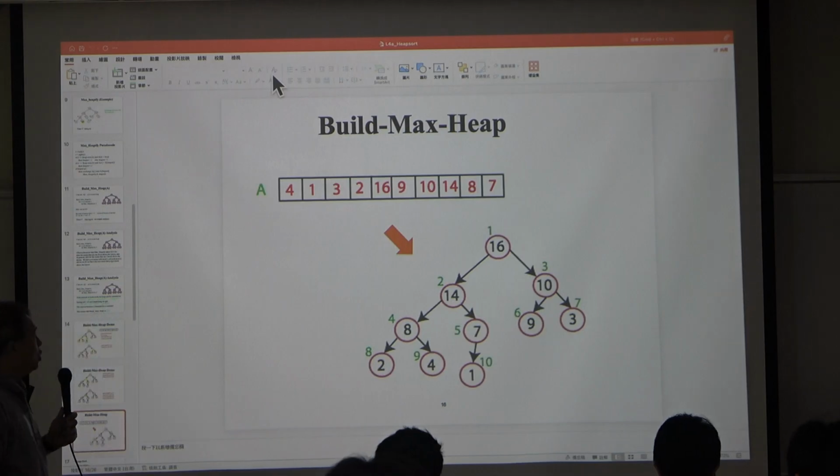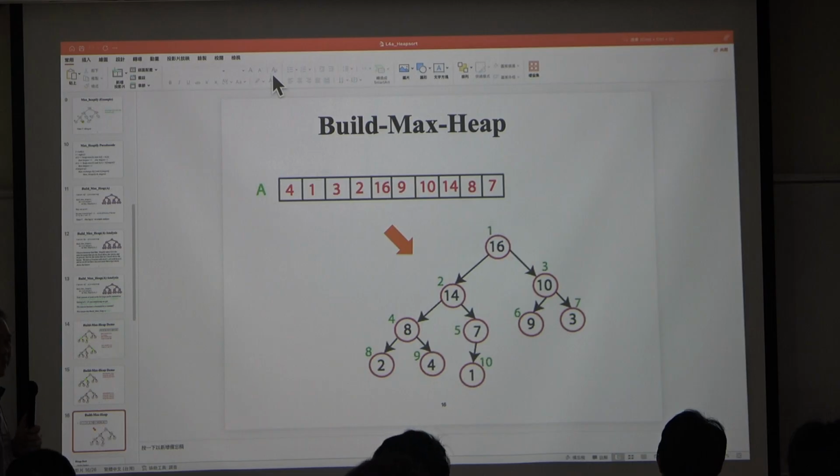So with this build max heap in mind, how do we use this to do the sorting? How do we accomplish heap sort? Okay, it is very straightforward. First, you know that the largest element must appear at the root, right? Because of this recursive definition of the heap. The largest element must appear at the root, in other words, index 1, right?